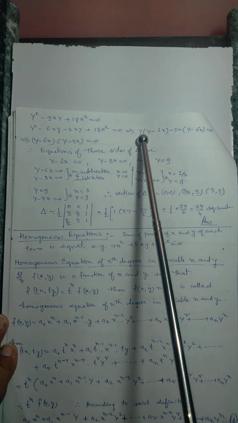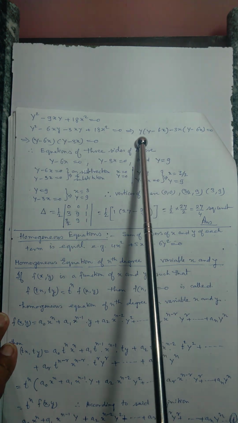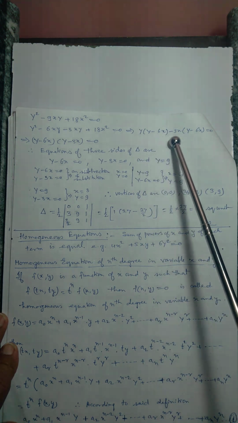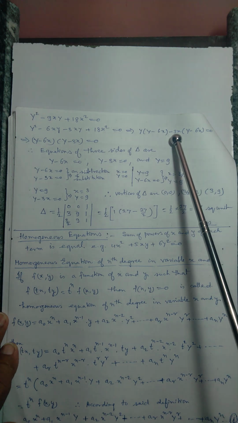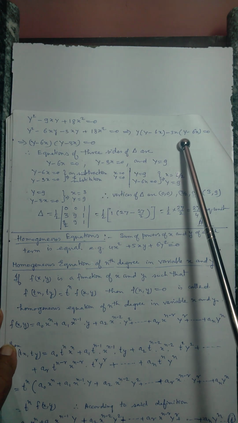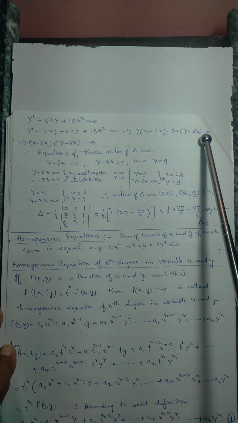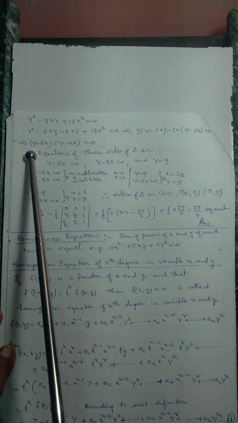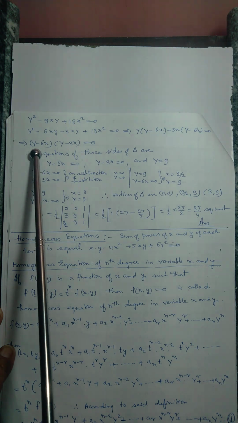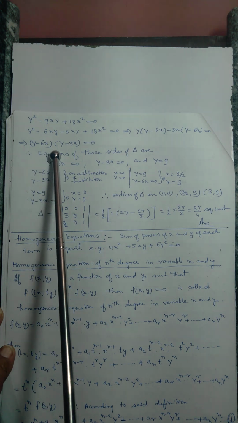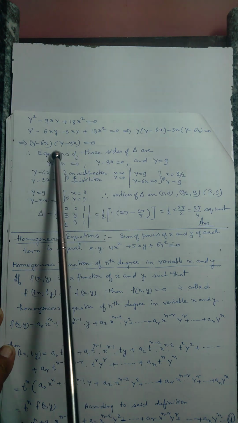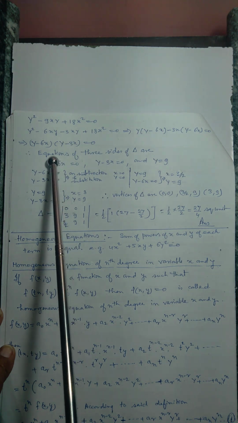Now take y common from the first two terms. You will get in the bracket y minus 6x. From the third and fourth terms, you take minus 3x common. So you will get here y minus 6x. Now after taking the common factors, you will get two factors here, y minus 6x into y minus 3x equal to 0. These are the two equations of two straight lines.